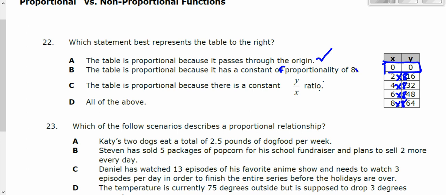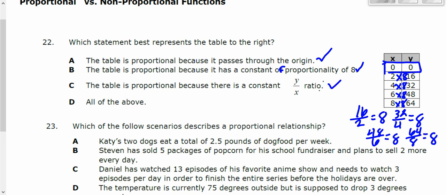That's true. The table is proportional because there is a constant y over x ratio. Well, 16 over 2, y over x equals 8. 32 over 4 also equals 8. And if I continue, 48 over 6 equals 8. And 64 over 8 equals 8. So that's also true, meaning all of the above.